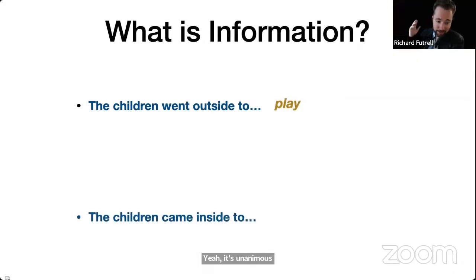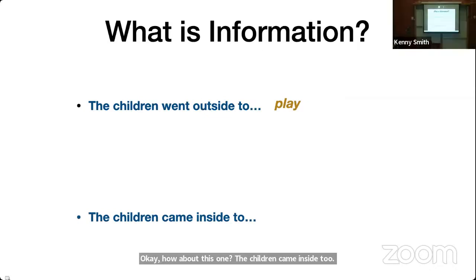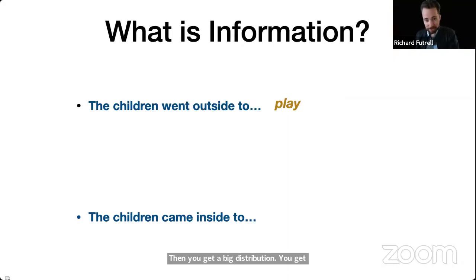Okay, how about this one? The children came inside to... Then you get a big distribution. You get a big uncertainty, like people do. They might be coming inside to play, right? Or to sleep.